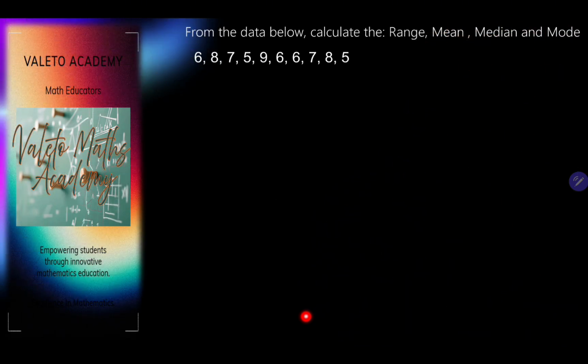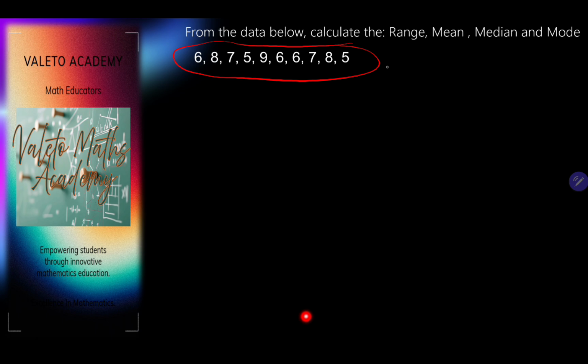So if we take our first example, from the data below, calculate the range, the mean, the median, and the mode. So this is our data set, and we are told to calculate the range, the mean, the median, and the mode from this data set. Okay, let's delve into it immediately.